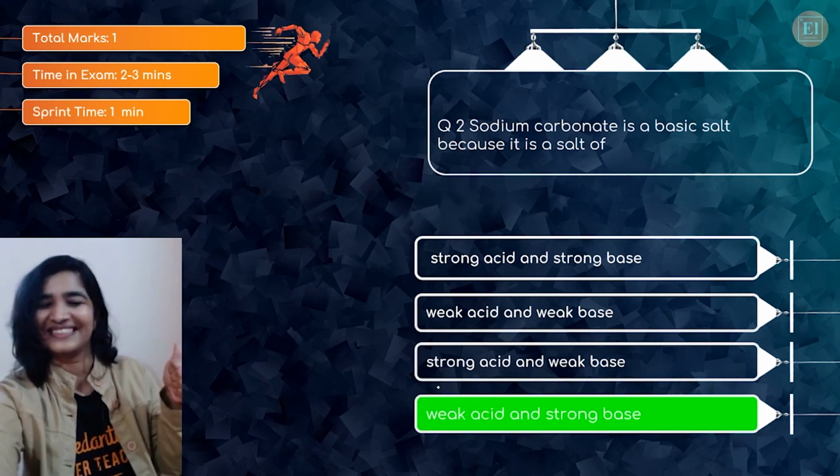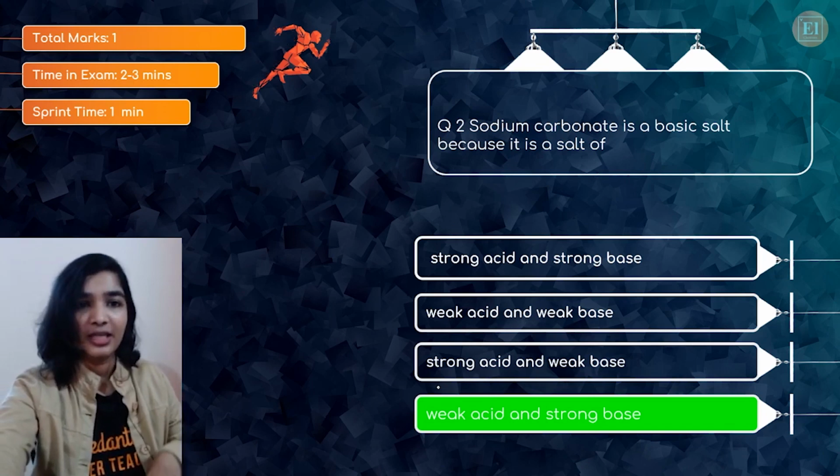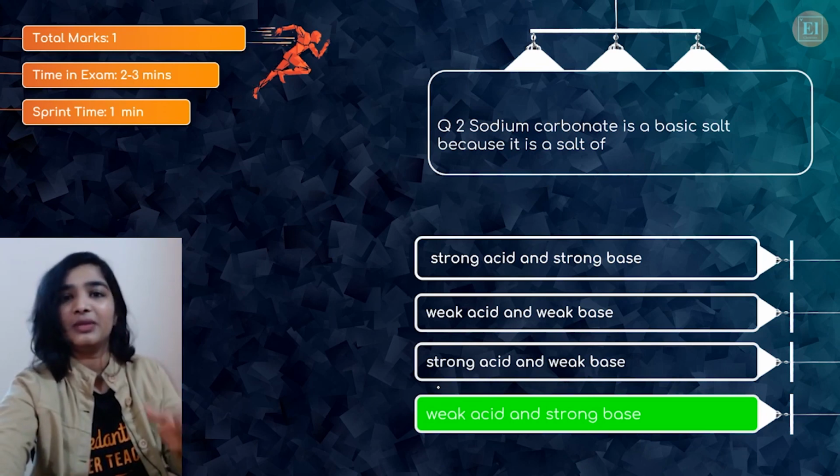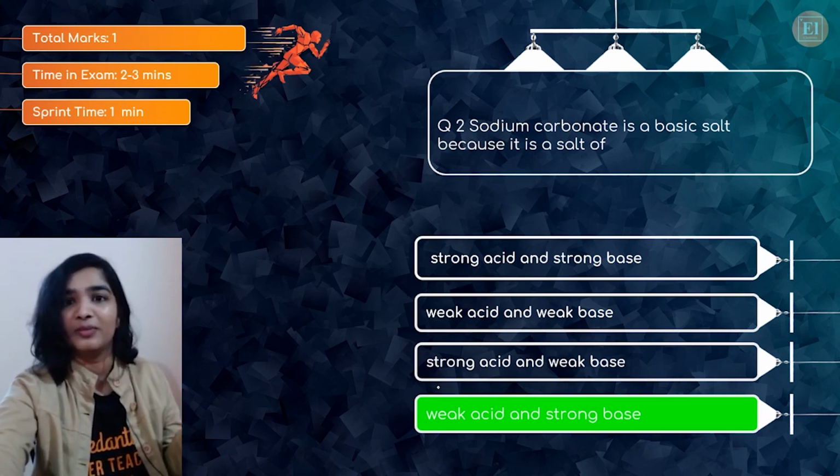Yes. Good. See, we took less than a minute to solve this, right? Are you solving it with me? Yes? Let me know in the comment section.